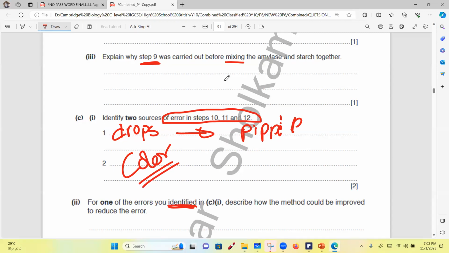The timing, of course, putting 1 drop here and 1 drop here, the timing is not accurate. Maybe you will be fast, maybe you will be slow. So it is better to use 1 drop, not 2. It is better to do each experiment separately. All these are accepted.